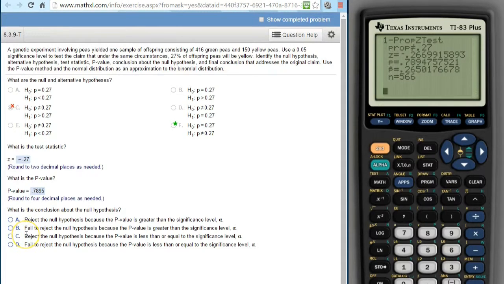All right, and then the conclusion. The way you conclude these tests is you look at your p-value, you look at your level of significance. If p is less than the level of significance, you would reject the null hypothesis. But if the p-value is greater than the significance level, which it is in this case, we're going to fail to reject. Okay, fail to reject because the p-value is greater than the significance level. That's our answer. This one says fail to reject because the p-value is less than, and that's not true. But we do need to fail to reject.